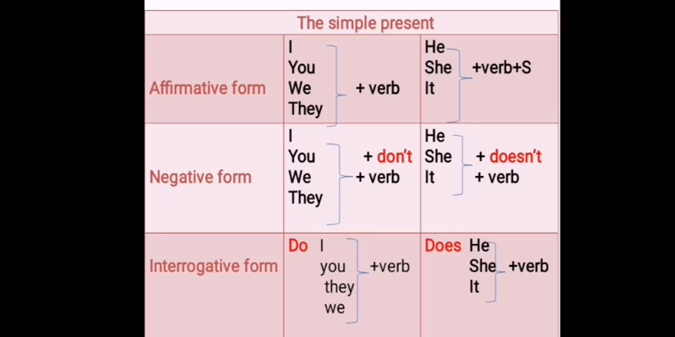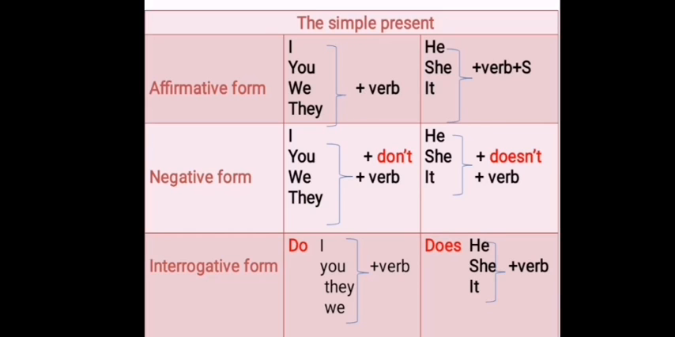Now in the negative form, I, you, we, they plus don't plus verb. For example, if I have "I play," in the negative form the sentence becomes "I don't play." Now, he, she, it plus doesn't plus verb. For example, in the affirmative form, I have "he plays." In the negative form, the sentence becomes "he doesn't play." So this is the difference between the affirmative form and the negative form.